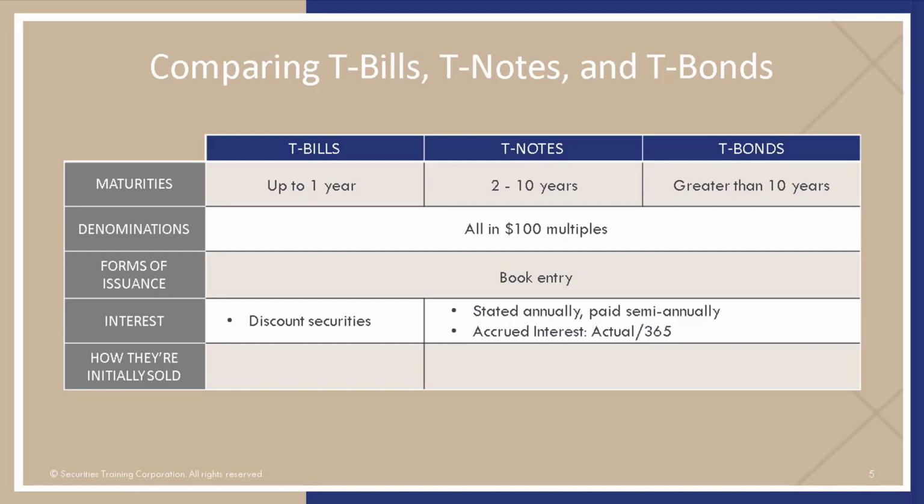Now, how are they initially sold by the government? They are sold in auctions. The T-bills are generally auctioned off weekly, whereas the T-notes and T-bonds are sold at periodic auctions as announced by the government. Some of them are auctioned off quarterly, some different than that.